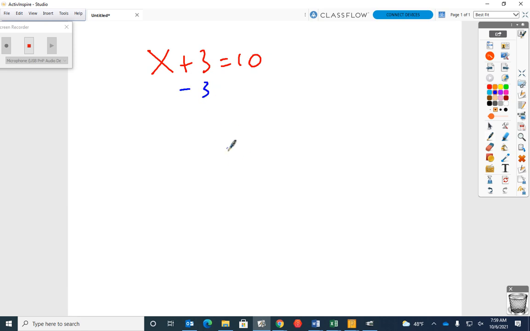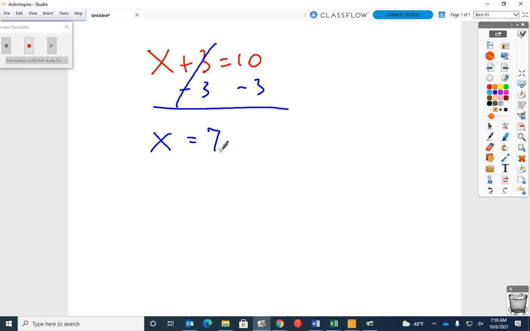Meaning there's an equal sign in the middle. Whatever you do to one side, you got to do to the other. So if I take away 3 from this side, I also have to take away 3 from this side. You guys should write this down because this is how I'm going to expect you to show me this. What happens with these? They cancel out, which is what we want. What's left over there? x is all that's left. What's 10 minus 3?